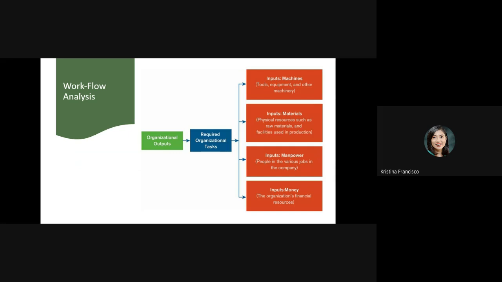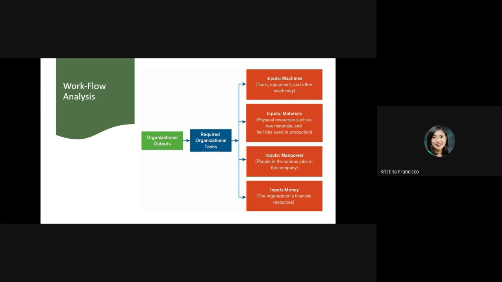Together, workflow design and organizational structure form the basis for effective job analysis. So, the workflow analysis diagram on this particular slide illustrates the relationship between organizational outputs, we have also the tasks and the input resources. Input includes your machines, your materials, manpower, and money, which are necessary for performing tasks that lead to the desired outputs or outcomes. This analysis emphasizes how efficiently utilizing these resources ensures successful task completion and goal achievement.